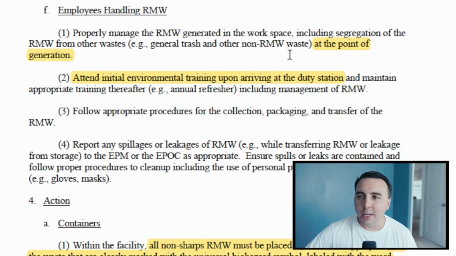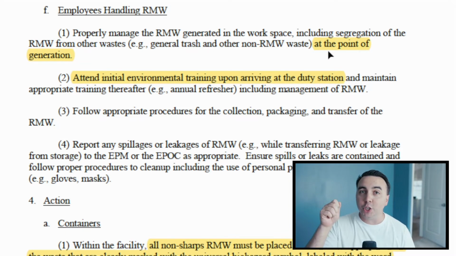Now let's get to where you guys come in with regulated medical waste. So a lot of us are doing this. We have sharps, we have medications, we have all these other things that we're disposing of all the time during patient care. Now, a lot of you guys don't think about it, but you guys are handling medical waste on a regular basis, and that's why this is still relevant and important. Here it says that the employees handling the regulated medical waste are going to segregate this at the point of generation, or the point of origin is another way that you could say this.